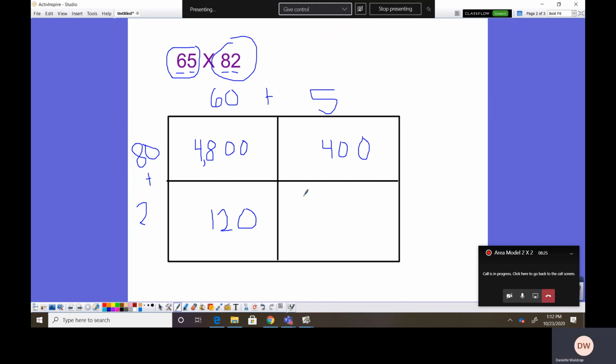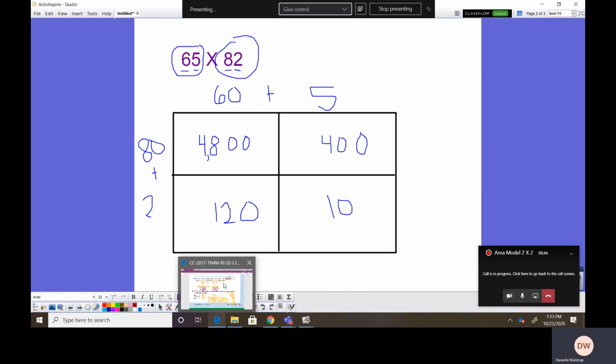And then this box over here, our last box does not have zeros because it's just our ones place, unless the number happened to be a 0, if the factor happened to be a 0. But 5 times 2 is, good, 10. And that answer did have a 0, so we write 10. And then we take and let's add them up.